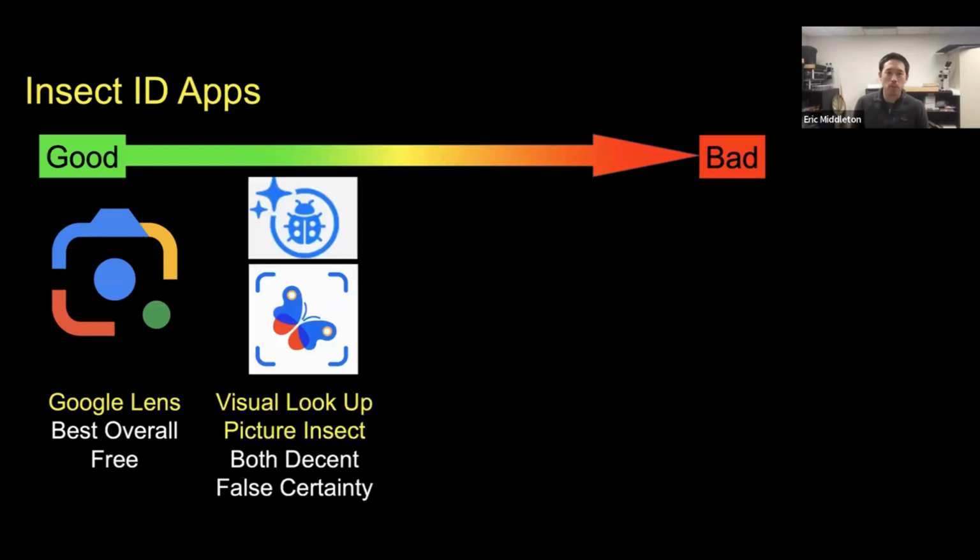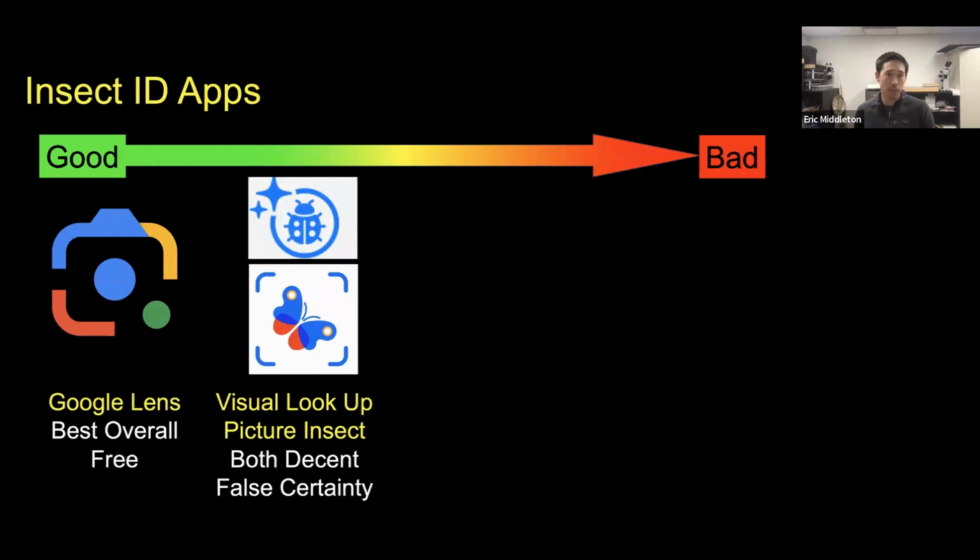There's another two options. One is Visual Lookup, which is basically available only on iPhones and is a built-in feature. And then there's Picture Insect, which is a paid app. Both of these are decent. They're definitely not too bad. They do provide a little bit of false certainty where it'll tell you sort of a species name when the app maybe didn't quite have enough information to say that. But overall, they're both pretty good and they're a decent starting place.